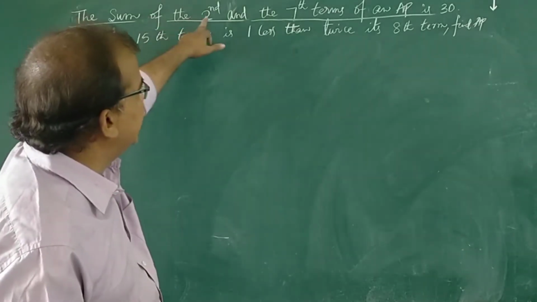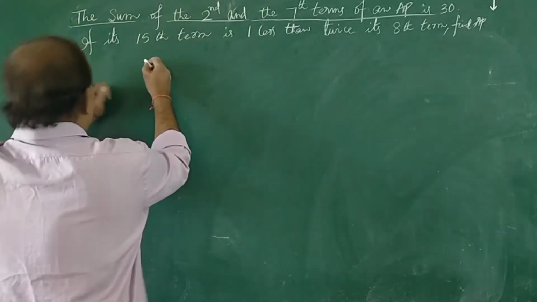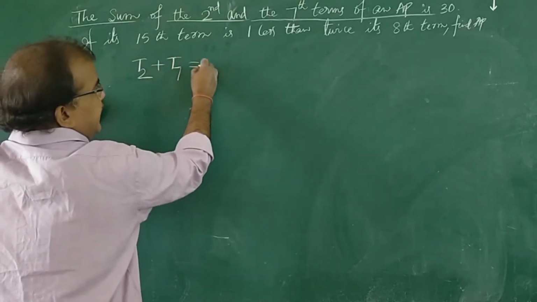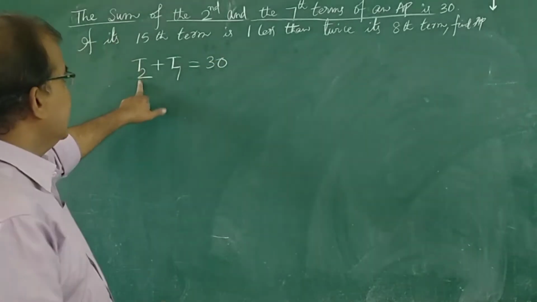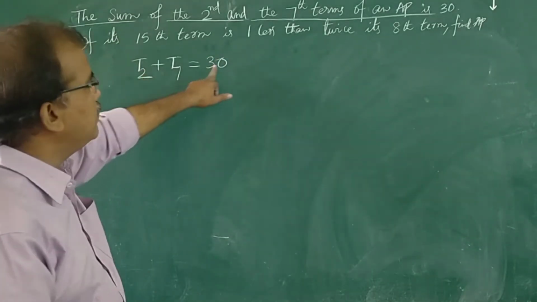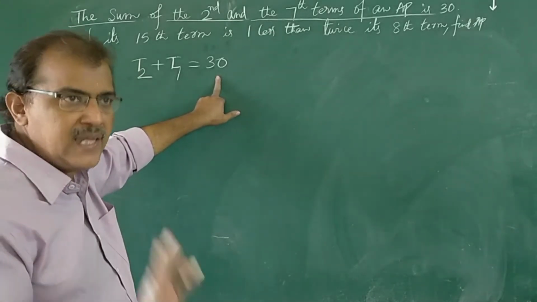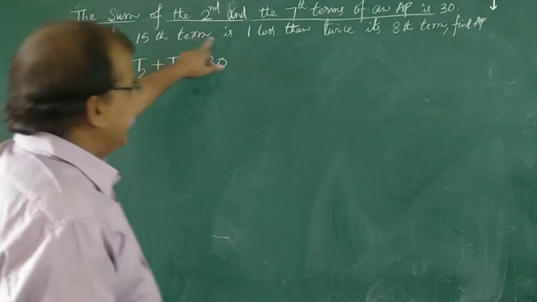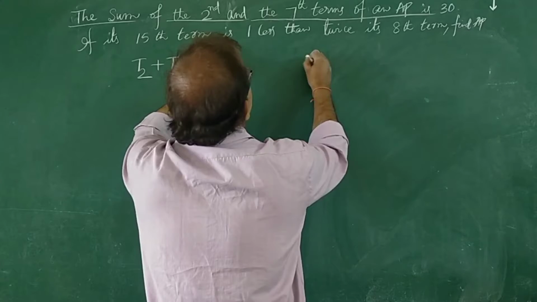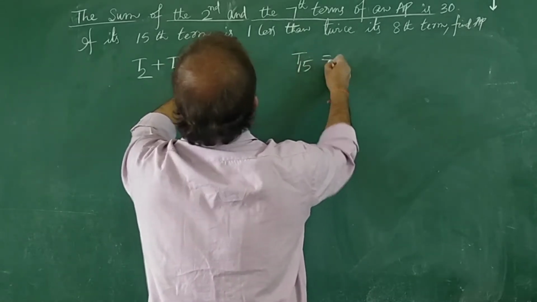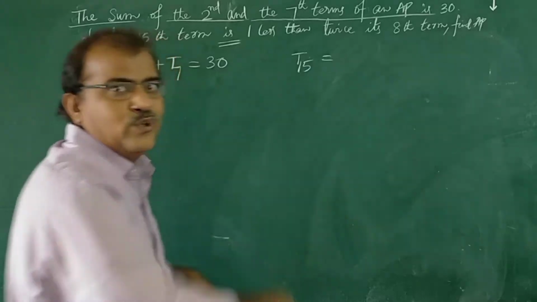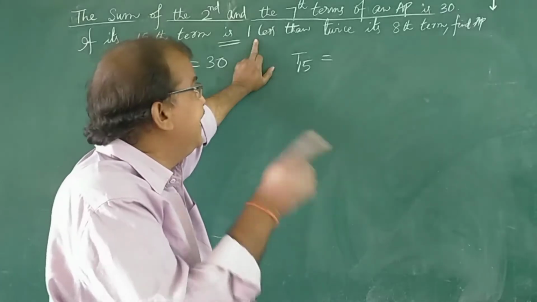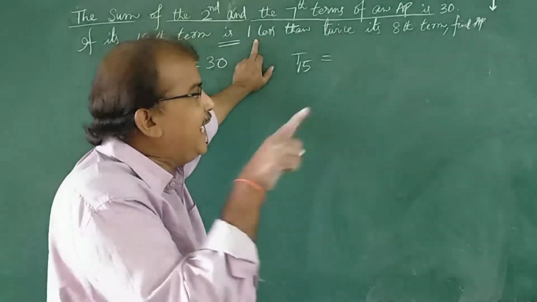The sum of the second and seventh terms. So what is the first statement? T2 plus T7 is 30. The sum of the second term and seventh term of an AP is 30. Coming to the second, if its 15th term, which means T15, is equal to 1 less than twice its eighth term.